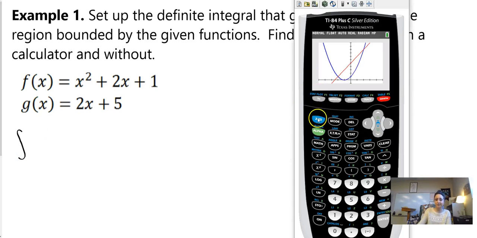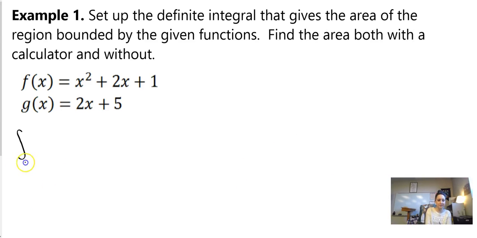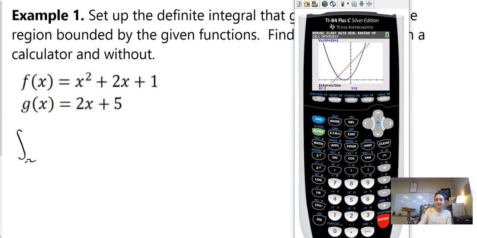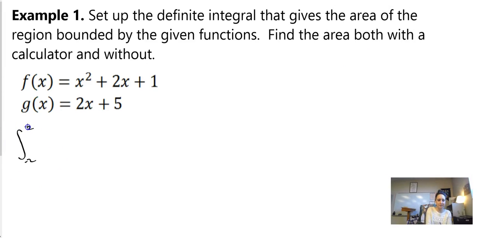So to find an intersection, we go second trace 5 for intersect, and then we're going to get close to, we'll do the a value first. We'll go close to the a value, and then we're going to hit enter 3 times, and that x coordinate is going to be my a value, right? So we're going to go from -2, and then we can do the same thing and get our b value, but this is going to intersect at x equals +2 as well. So that's going to be our b value.